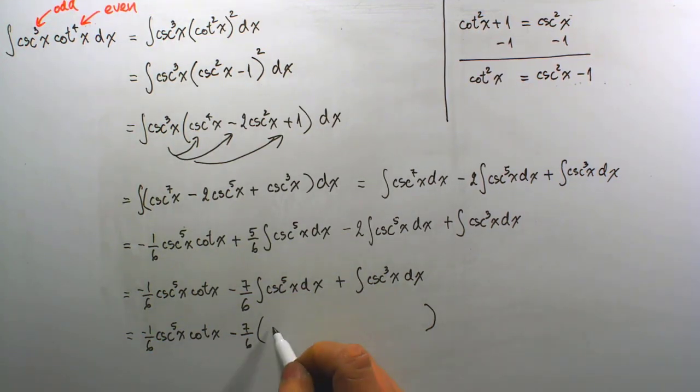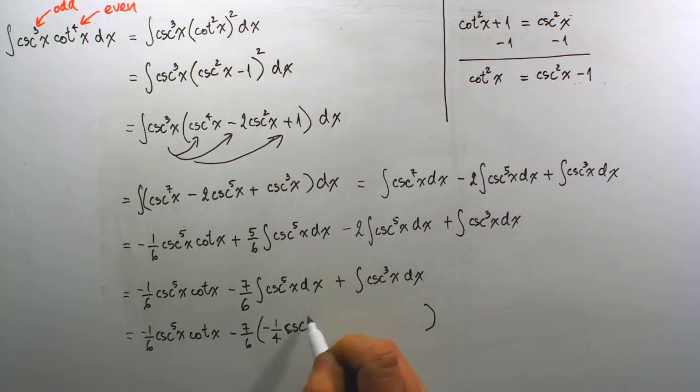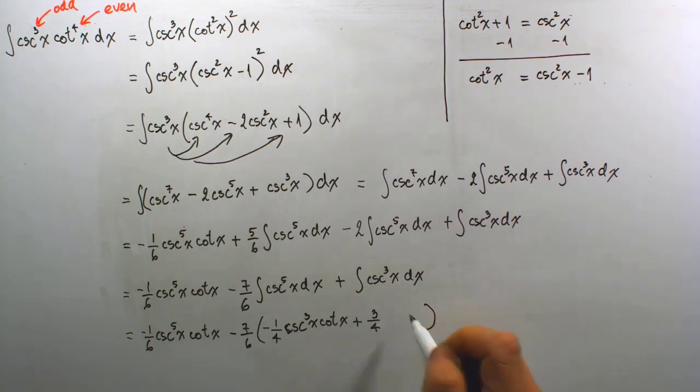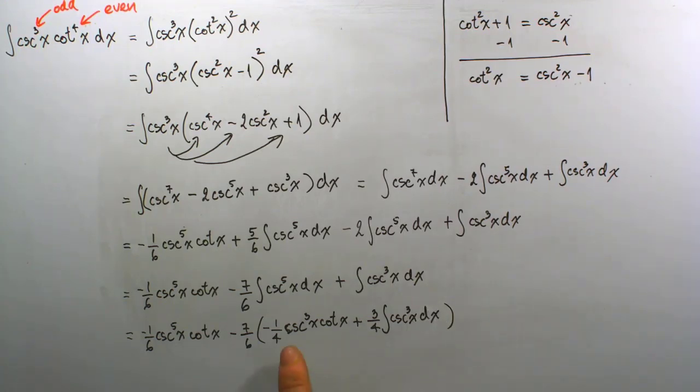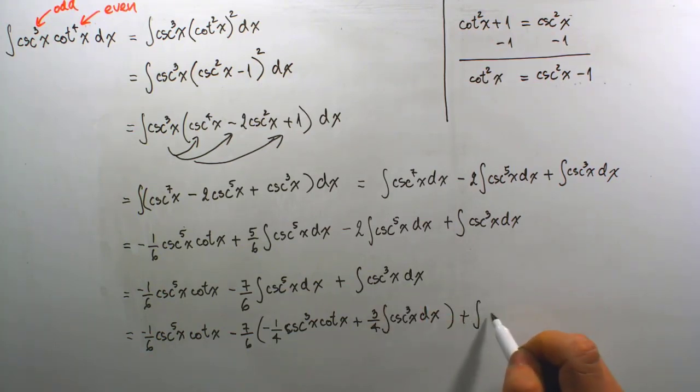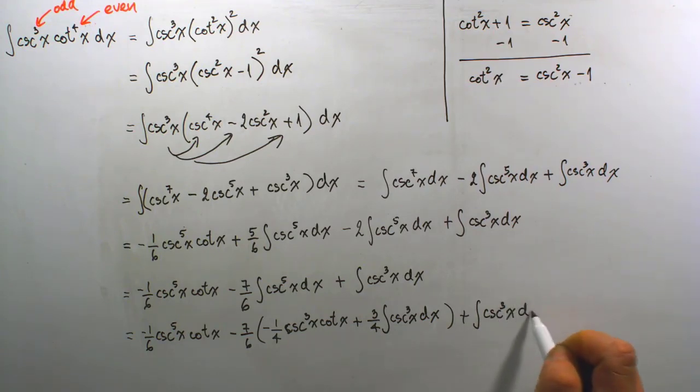And so in that way, we'll have minus 1/4 cosecant to the 3rd of x times cotangent of x plus 3/4 integral of cosecant cube of x dx. And so that's the reduction formula applied on that cosecant to the 5th, on the integral of cosecant to the 5th of x. But don't forget, we're still having that unfinished integral that remains right here. Integral of cosecant cube of x dx.